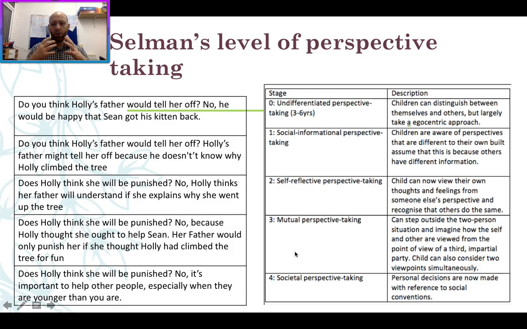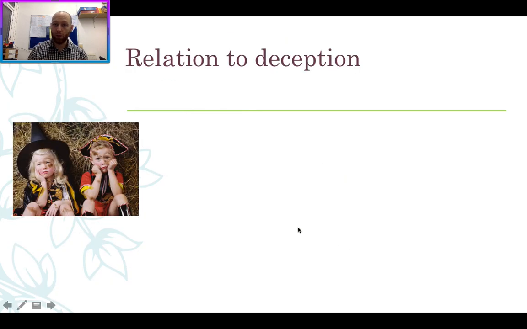And then we move on to this societal perspective taking. Personal decisions are now made with reference to social conventions. Does Holly think she'll be punished? No, it's important to help others, and she did the right thing. She did what was a social norm to help others. So in this case, the child is not just referencing the father and Holly. They've brought society into it now. What is normal behaviour? And Holly is adhering to that, therefore she won't be punished. We move through these different stages according to Selman based on experience.